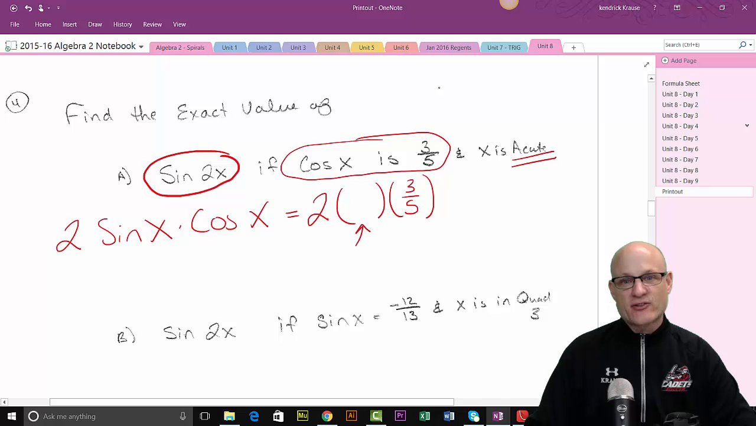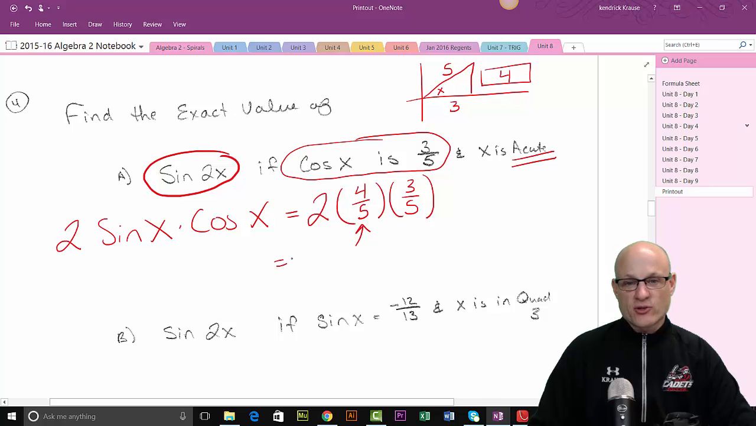It says that angle x is acute, and acute means in the first quadrant, less than 90 degrees. Cosine is 3/5. That's adjacent over hypotenuse. Now I can do the Pythagorean theorem, but by now you should be able to know that that's a 4. So what's sine? Oh, sine is 4/5. So I just take this whole thing and type it in my calculator.